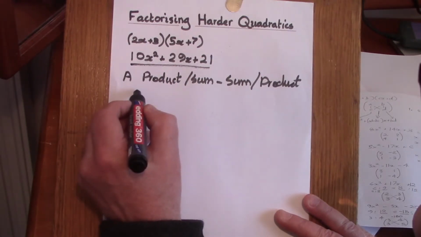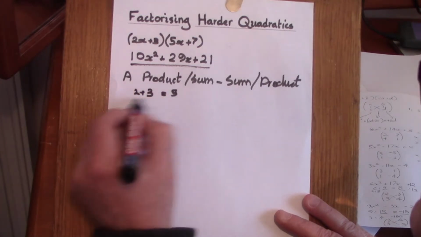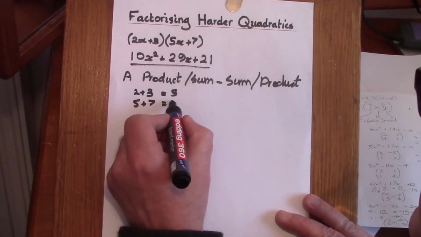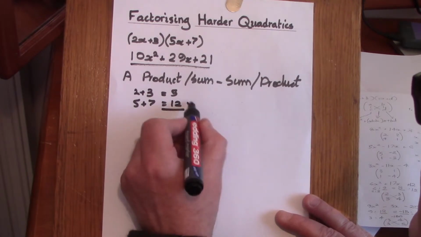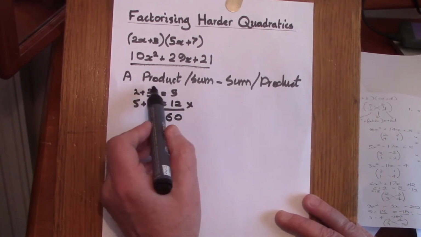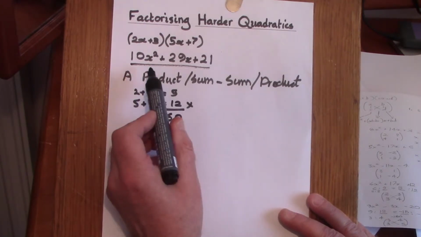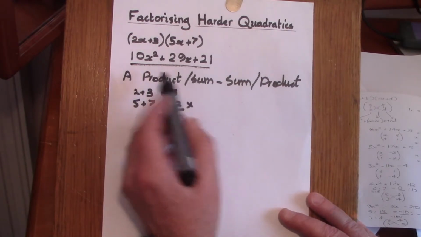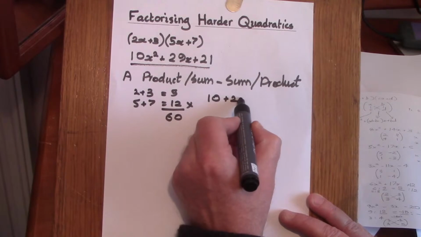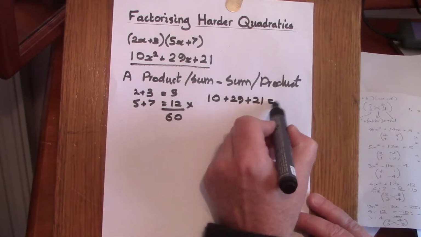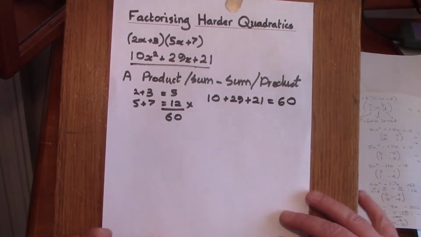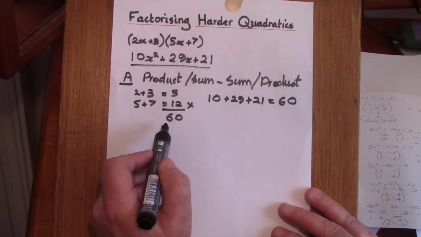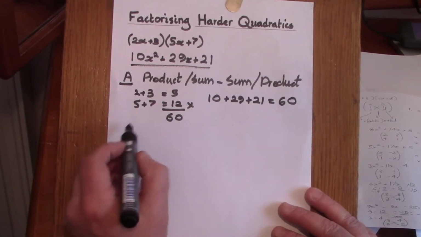sum of the coefficients here is 2 plus 3 is 5, and 5 add 7 is 12. The product of these two is 60. So that's the product of the sum of the coefficients in the factors, and the sum of the coefficients in the product is 10 add 29 add 21, which is also equal to 60. And that's property A, and it's worth remembering, and it can also be used to check any algebraic product.